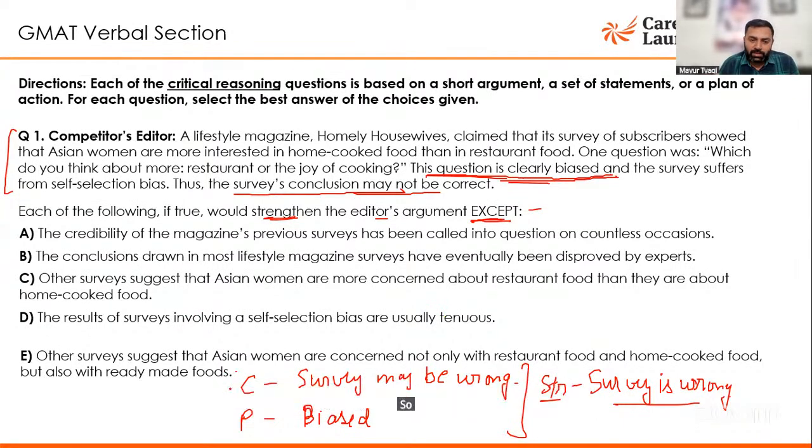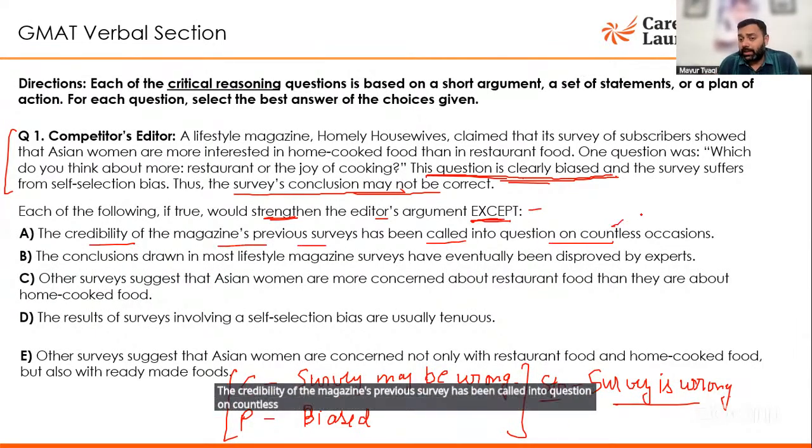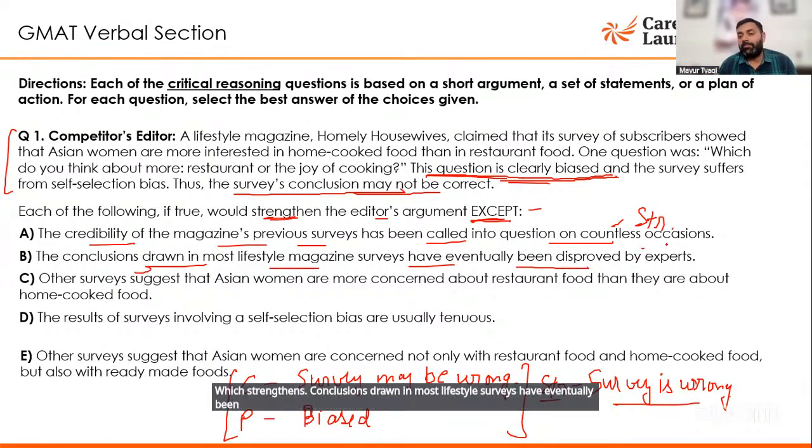So see, this is your scratch work. And if you keep your thoughts on paper, the more clarity you will have, and the less likely you are to fall for trap answers. The credibility of the magazine's previous surveys has been called into question on countless occasions. If that is the case, then obviously this survey is likely to be wrong as well, which strengthens. Conclusions drawn in most lifestyle surveys have eventually been disproved. If they have been disproved, then obviously this will also strengthen the argument because this one is more likely to be wrong.